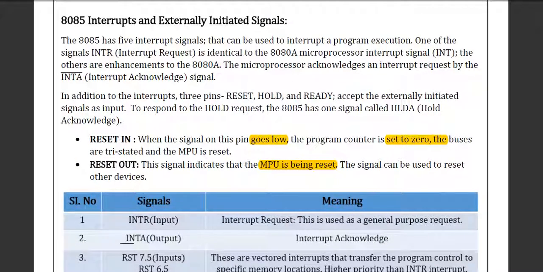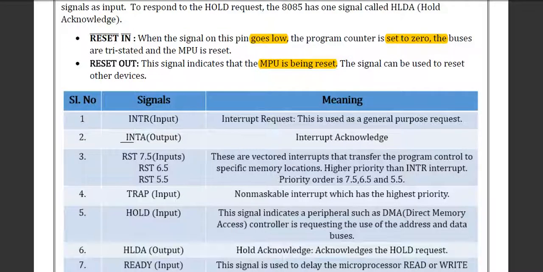8085 interrupts and external signals. Here the external signal is reset in. That means when the signal on the pin goes low, the program counter is set to 0 and buses are tri-stated and the MPU is reset. Then the reset out means it goes on its general works.